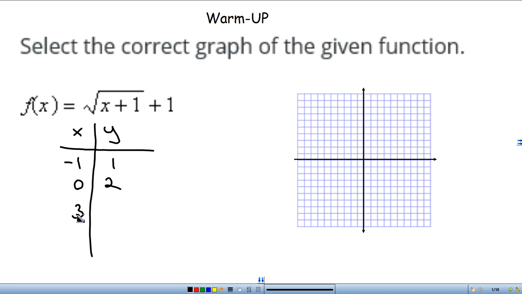The next number that's going to give me a perfect square is if I plug in 3. Because when I plug in 3, that's 3 plus 1, 4. Square root of 4 is 2. And then plus 1, I got 3. So this is good enough for me to graph. So I've got -1, -1. I've got 0, 2. And I've got 3, 3. So from here, my graph looks like that.